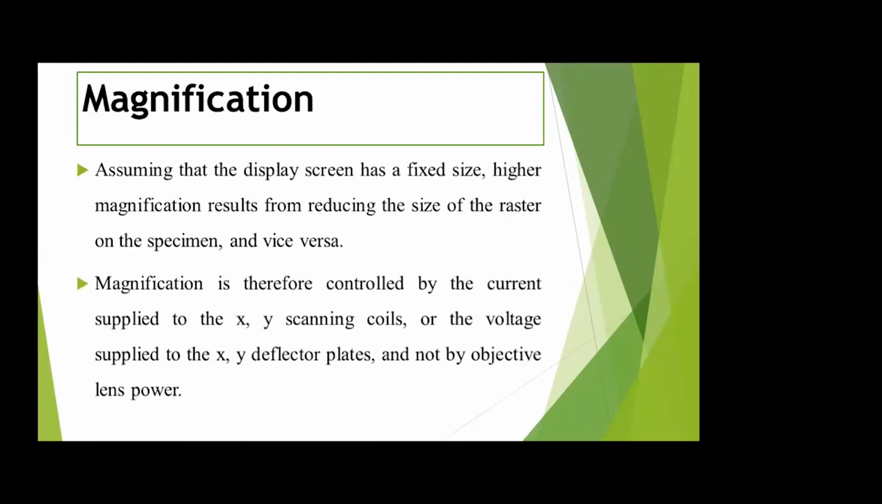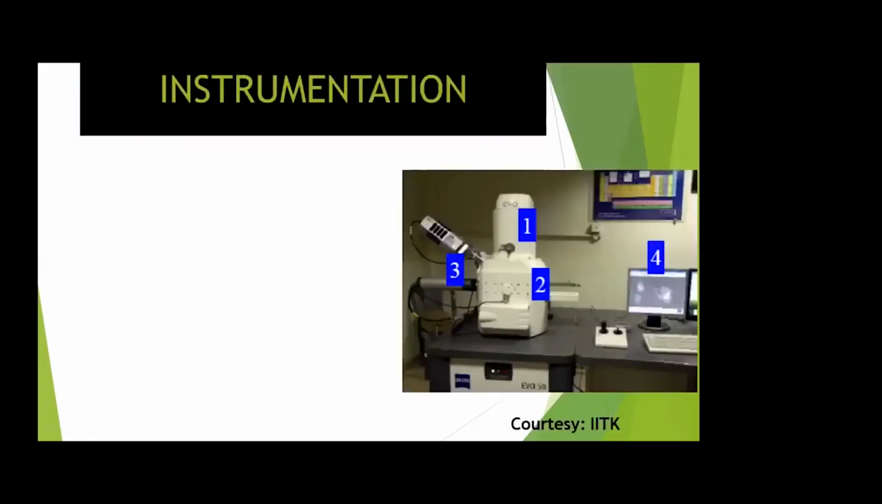Magnification is therefore controlled by the current supplied to the scanning coils or the voltage supplied to the deflector plates, and it is not controlled by objective lens power.